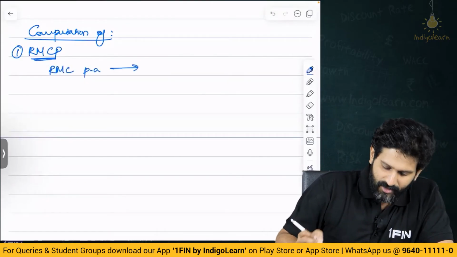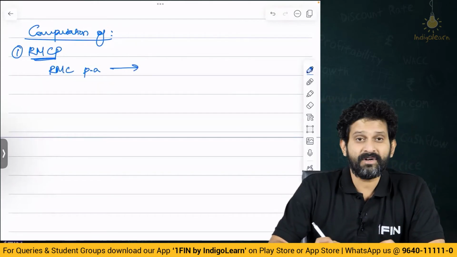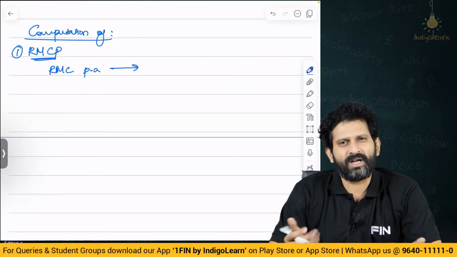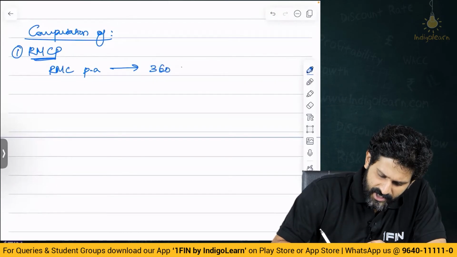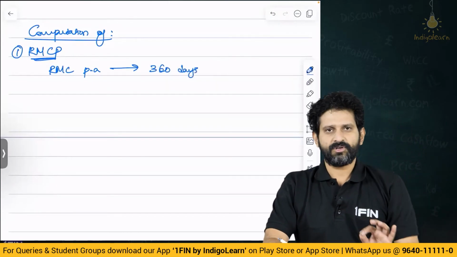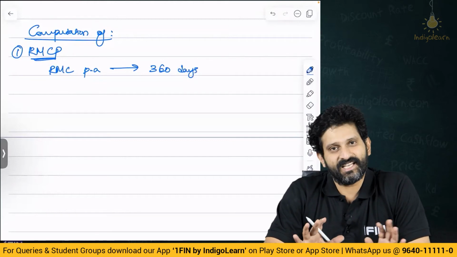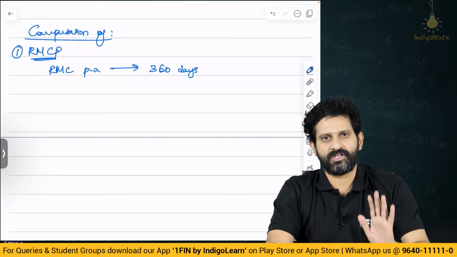Now, friends, what is the value of raw material consumed per annum? Yes. Now, how much time did it take for this raw material to be consumed? Say some 10 lakhs worth of raw material or 20 lakhs worth of raw material, whatever it is. It has taken around 360 days. Absolutely yes. So, for the purpose of easy computation in working capital management, we will take 360 days per annum instead of 365 days. No great logic in that. Just for easy computation, that's all.